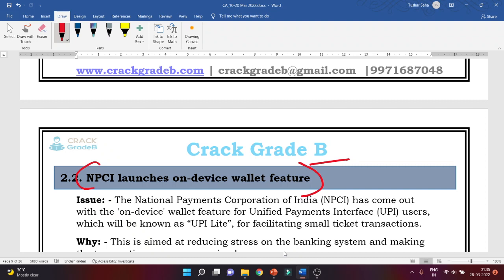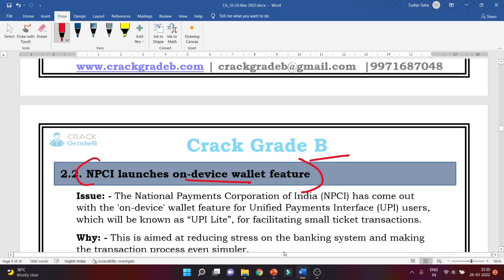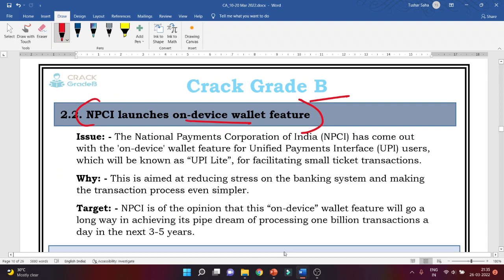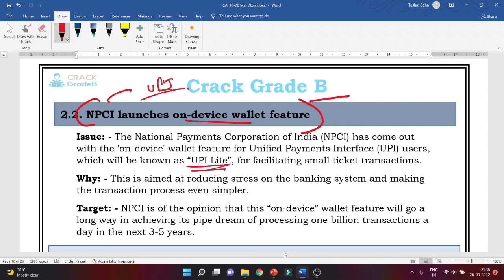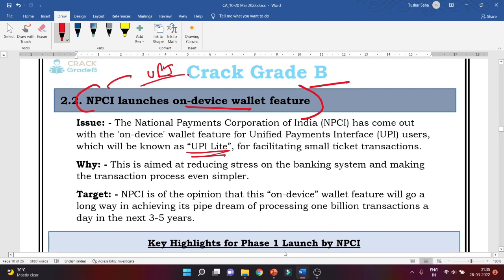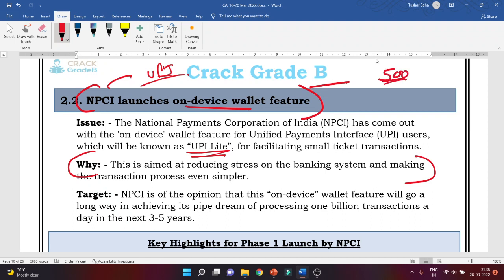Then NPCI launches on-device wallet feature. So this is a new feature launched by the NPCI. Why NPCI? Because NPCI is the organization that manages the UPI network and also the RuPay card network, and it is known as UPI Lite. Now, what is it? Simply, why is this done? So that there is no pressure on the banking system. What happens is that, look, recently in the month of Feb or January, data has come that below 500, what happens? I'm telling you.